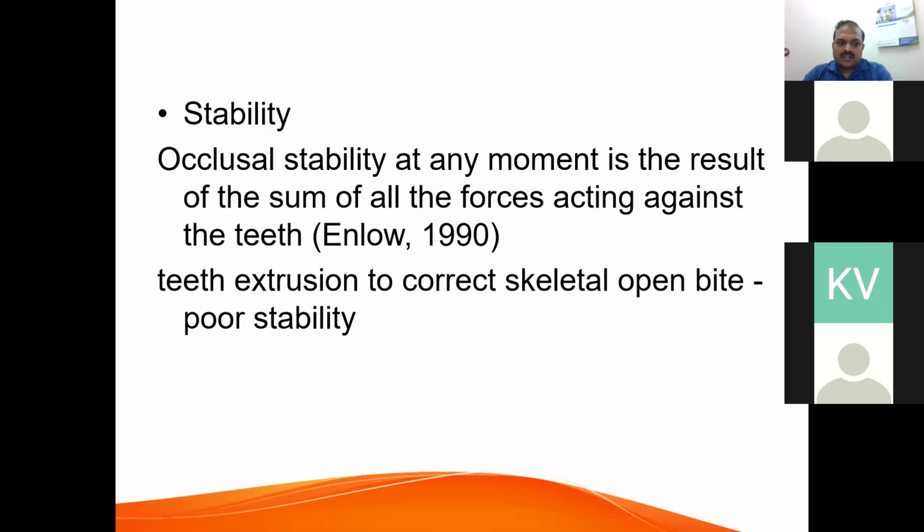The stability of the treatment outcome depends upon the occlusal stability. It is the result of the sum of all the forces acting against the teeth, as per Enlow. For example, when the patient is prepared for pre-surgical orthodontic care, tooth extrusion to correct an open bite will lead to poor stability. So a stable result has to be achieved.